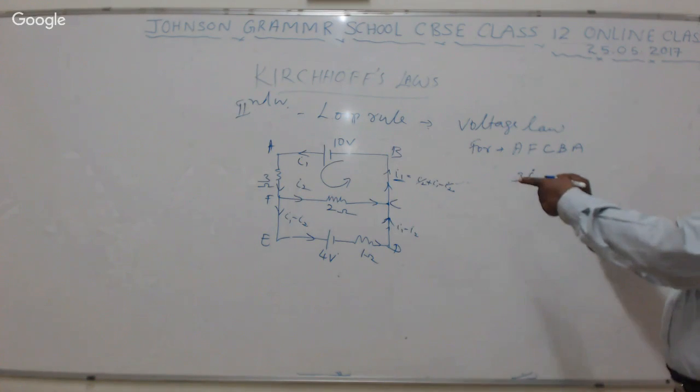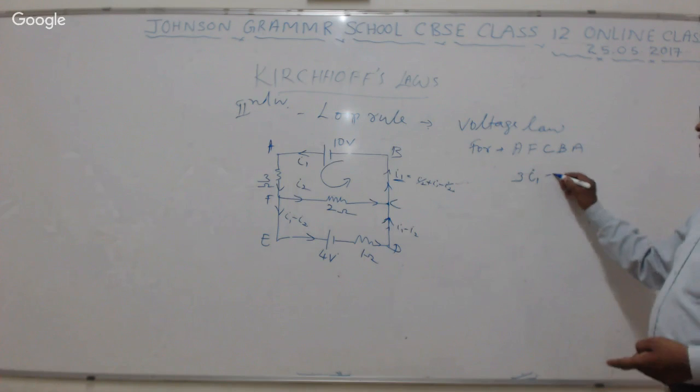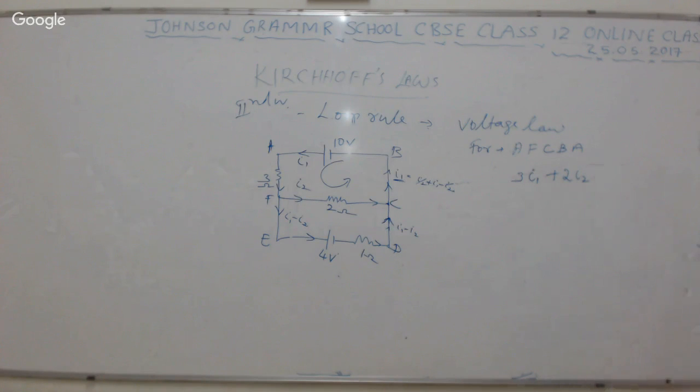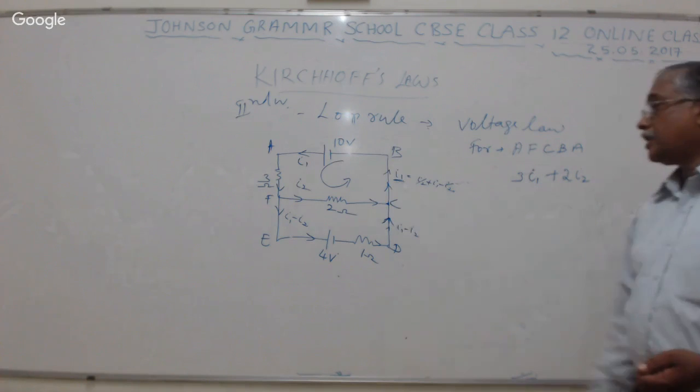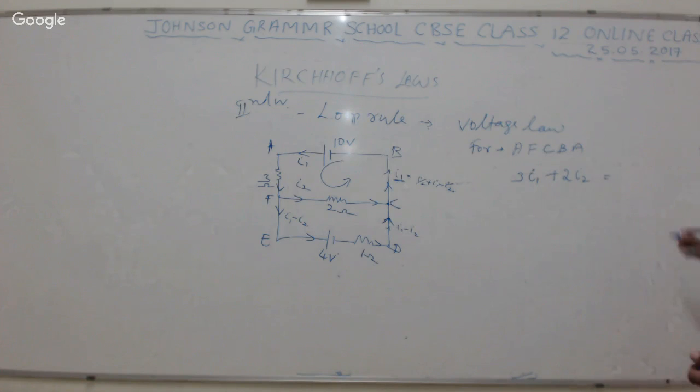then a 2 ohm resistance there, so that is again in the direction, plus 2I2, right? And there is no more resistance there. So that is equal to, where the current is entering through the negative terminal, we take it as a positive value. So entering through the negative terminal, that is 10. So we got one equation, which is 3I1 plus 2I2 is equal to 10.